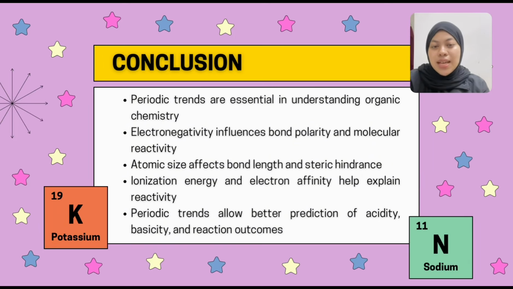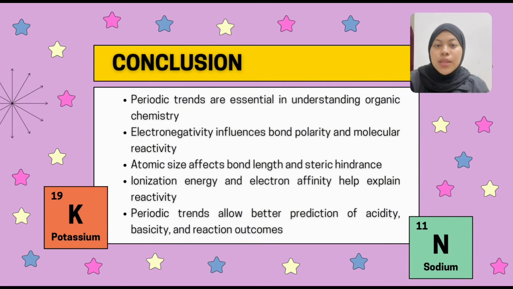Next, atomic size matters. Bigger atoms take up more space, which affects bond length and can create steric hindrance. This means that sometimes atoms cannot get close easily during a reaction, which can slow the reaction or change the product formed. Then, we have ionization energy and electron affinity. These show how easily atoms lose or gain electrons. Understanding this trend helps us explain reactivity and how reaction intermediates form.